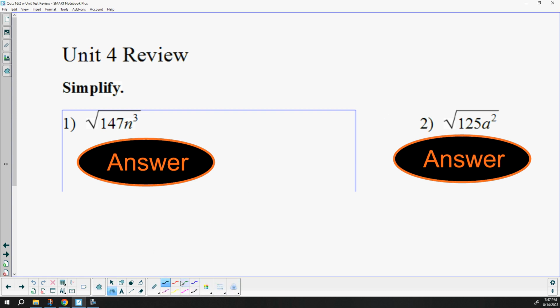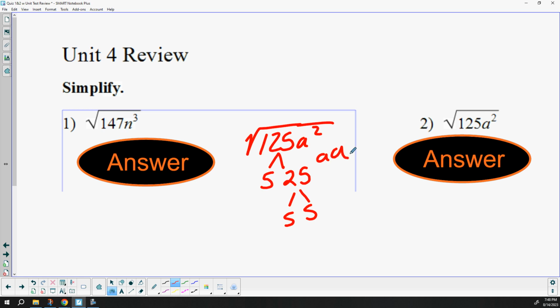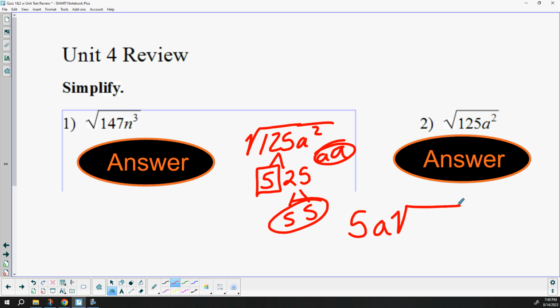This is the even problems. So root 125a squared. 2 won't go into that. 3 won't. 5 will. 25 times 5 and 5. It's the a's. Circle your pairs. 5 will be left over. So 5 outside because it's circled, a outside because it's circled. Build your house. 5 is the only thing left over. So 5, 5a root 5.